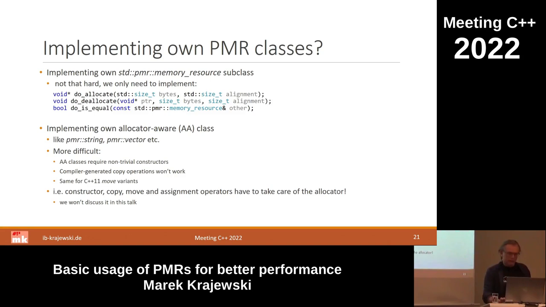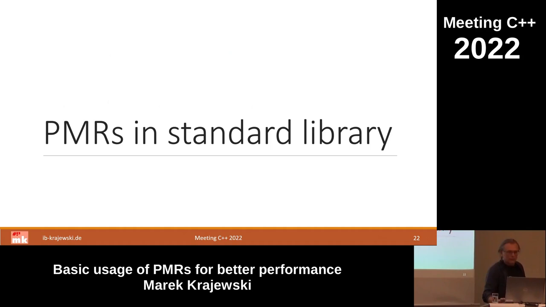So what about implementing our own PMR classes? Well, for a memory resource, it's not that complicated because we have to implement three methods dealing with memory management. But for allocator-aware classes like PMR string, which will then accept PMRs from its container, it's more complicated, and we won't discuss it in this talk. Instead, we will have a look at the PMRs provided to us by the standard library.